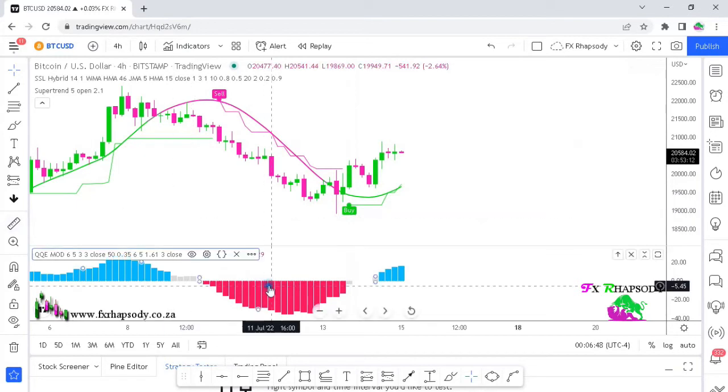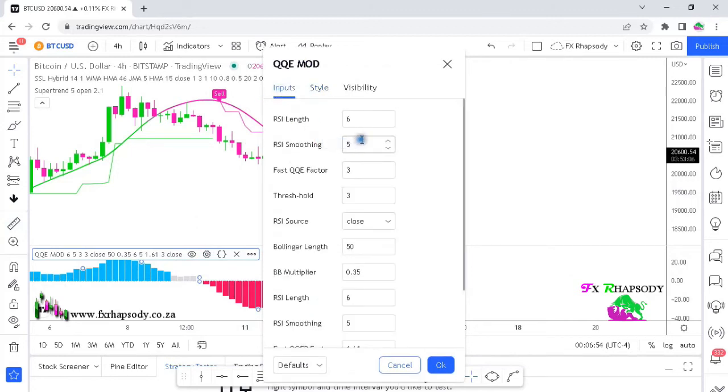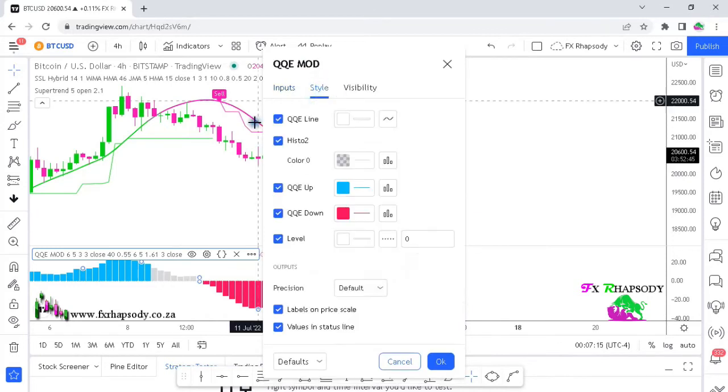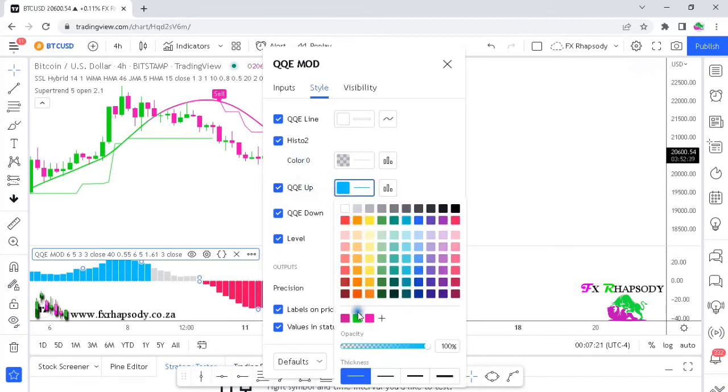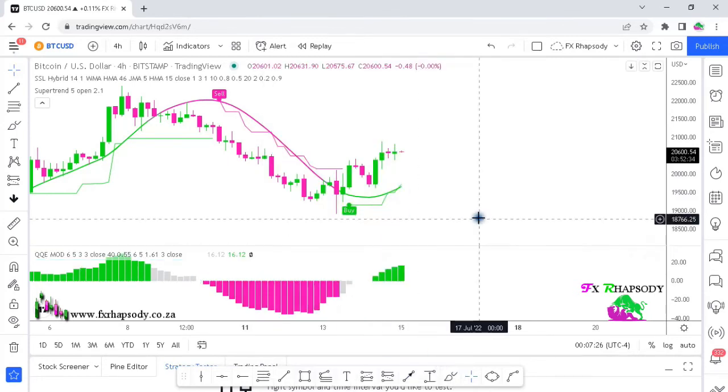Now, settings. We're going to be looking at inputs first. We're going to be scrolling down. We're going to be changing our Bollinger length from 50 to 40. We are going to change the Bollinger Band multiplier from 0.35 to 0.55. And then just scrolling down, making sure everything is fine. That's good. And the style, once again, is definitely up to you. I am just changing that so that everything looks very nice and neat.